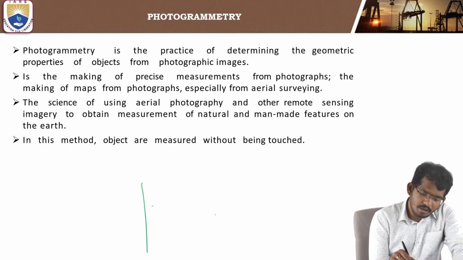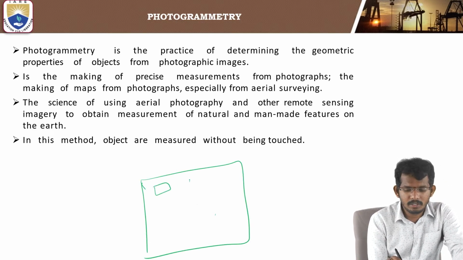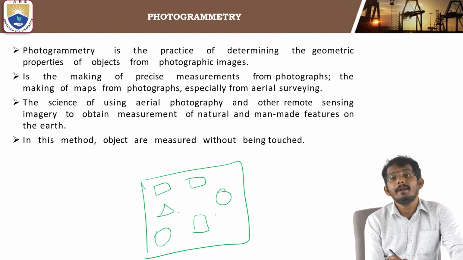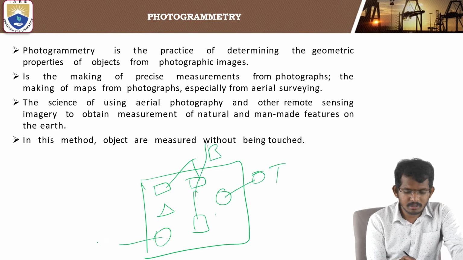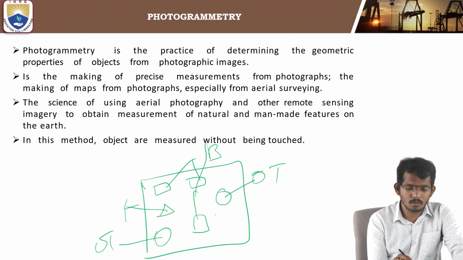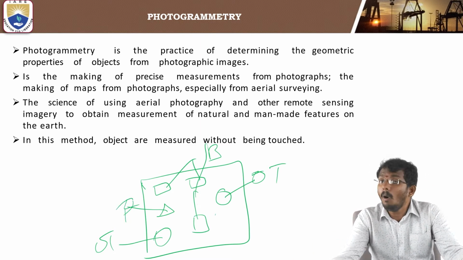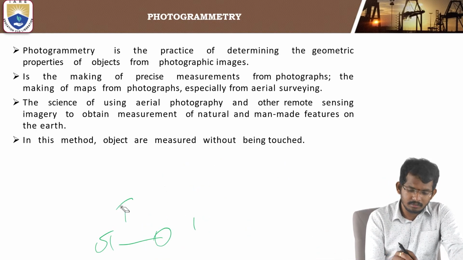In a vertical photograph, I have taken a photograph like this. In vertical photogrammetry, I got only some rectangular boxes like this, two circles here, and one triangle here. By applying the process of stereoscopy, I can find the height of these three buildings, the height of this oil tank, and the height of this pyramid also. So in vertical photogrammetry, we can measure all the physical quantities of these objects directly.